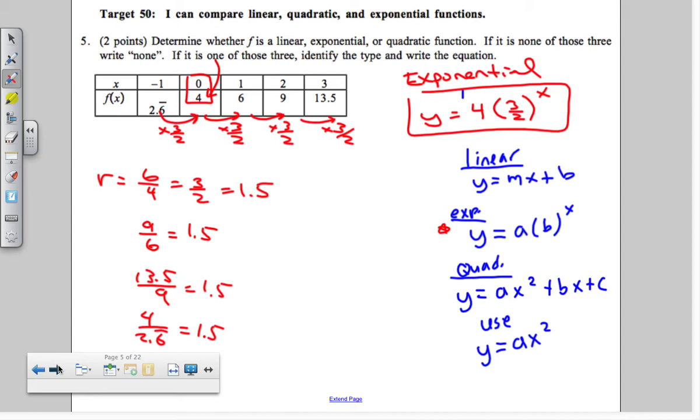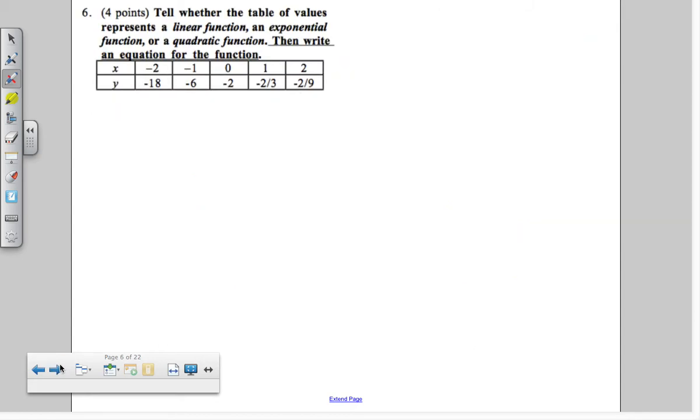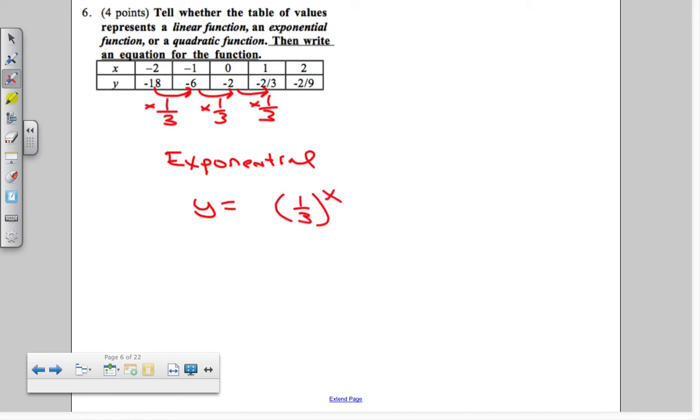If you look at the next one, number 6, this time I can readily see the pattern is that we're dividing by 3 each time. 18 divided by 3 is 6. 6 divided by 3 is 2. 2 divided by 3 is 2/3. But I like to think of it as multiplying by 1/3. Dividing by 3 is the same as multiplying by 1/3. So it's the same ratio, so it's exponential. This time, the b value is 1/3. And the a is -2.